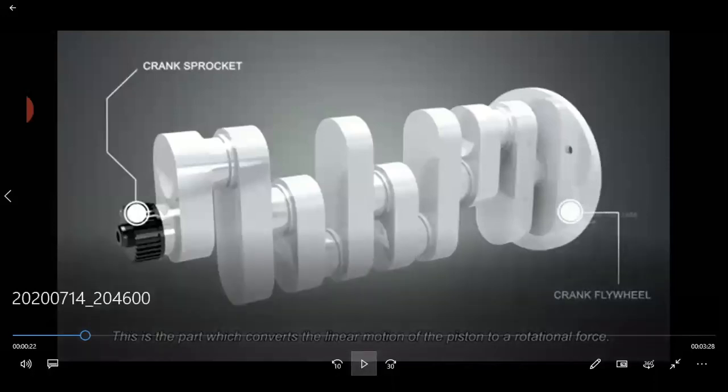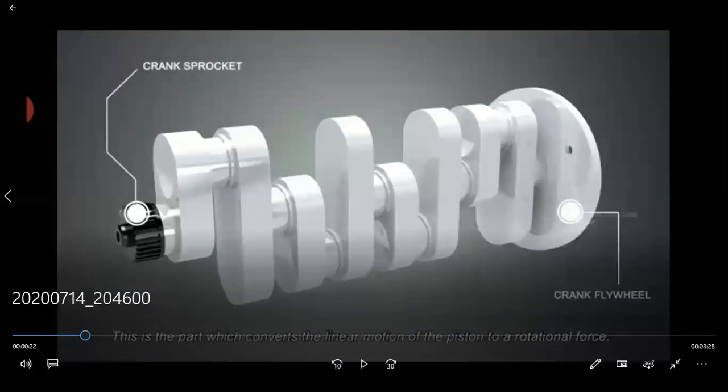This is the crankshaft, connected to the flywheel. These parts are called the crank. These heavy parts which are attached here, you can see, this is the crank, this is also the crank. Here is also a crank, the heavy part of the crankshaft, so that the crankshaft gets balanced. These are the cranks.